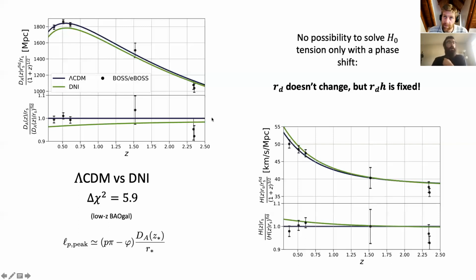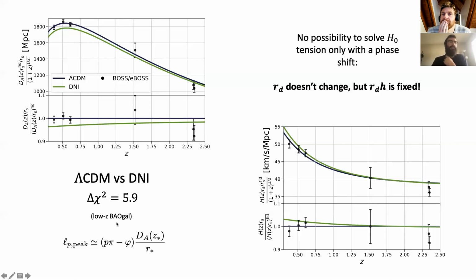Okay. However, if we compare with existing data, here I'm showing the angular diameter distance and the Hubble parameter compared with existing data in black dots, we can see that while the ΛCDM fiducial cosmology provides a very good fit to these observations, the DNI best fit reported in that paper, Ghosh et al. 2019, I think, provides a very bad fit.